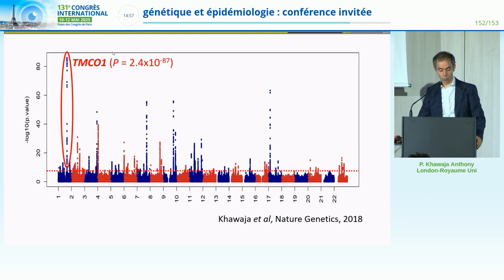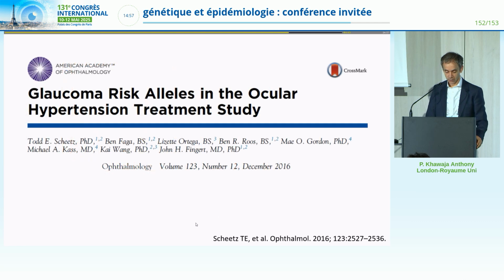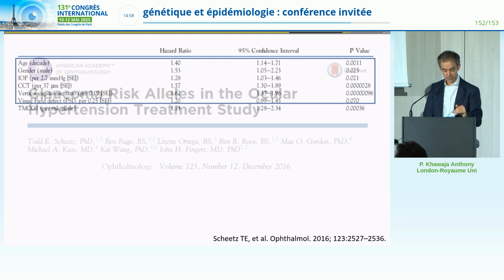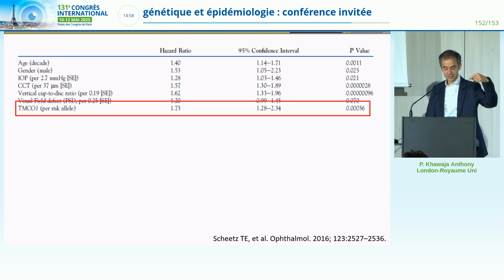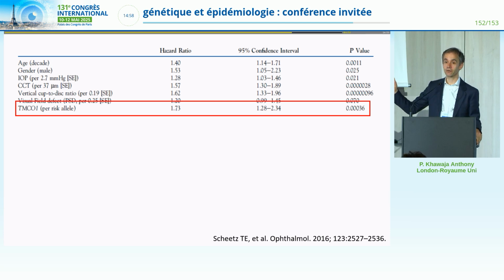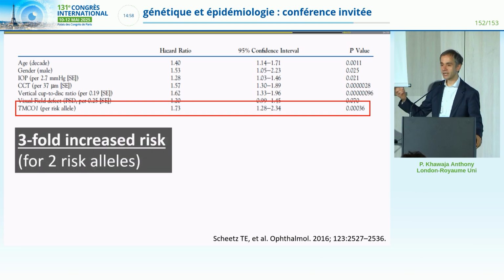And let's look at the number one gene for IOP and for glaucoma, TMCO1. They did that in the Ocular Hypertension Treatment Study. Those are the traditional factors. They added the genetic variant at TMCO1, and it was highly significant, with a hazard ratio of 1.73 per risk allele. Now, for me as an epidemiologist, I got very excited with that and trying to convince my clinical colleagues. I say, well, actually, if you've got both risk alleles, it means you're at a threefold increased risk. But still, my clinical colleagues don't look impressed.